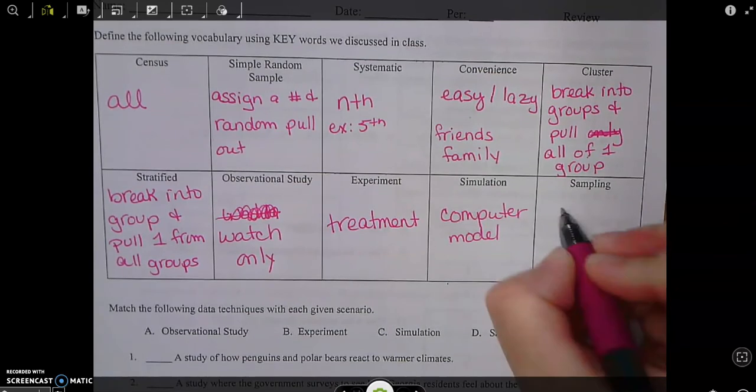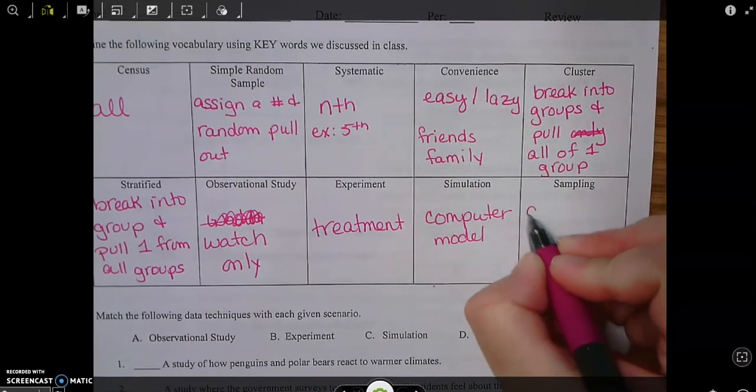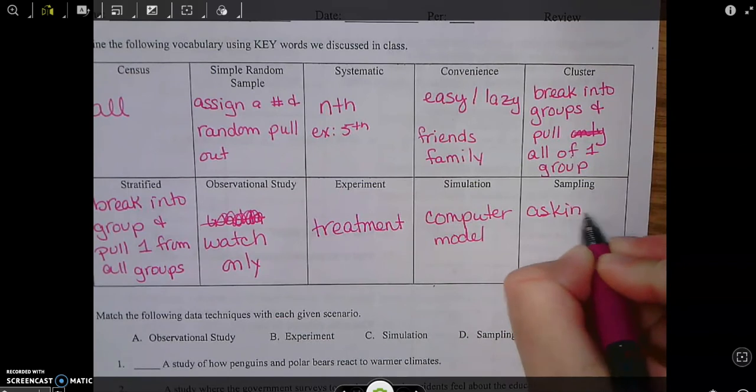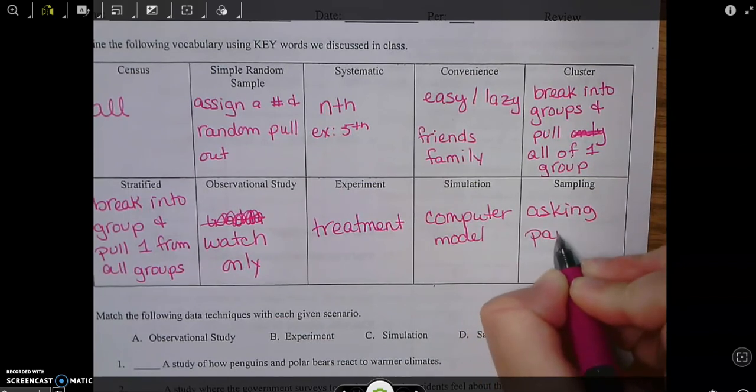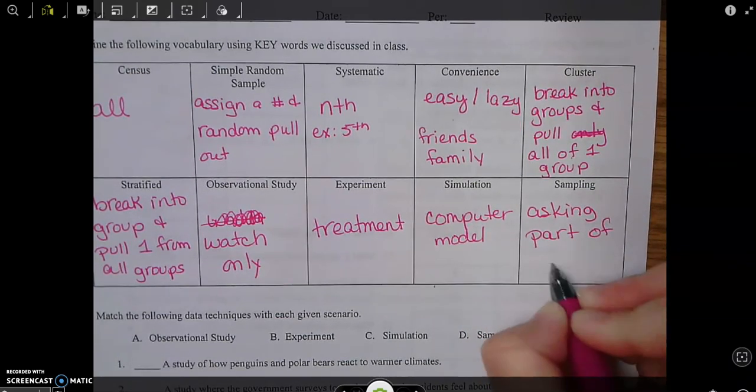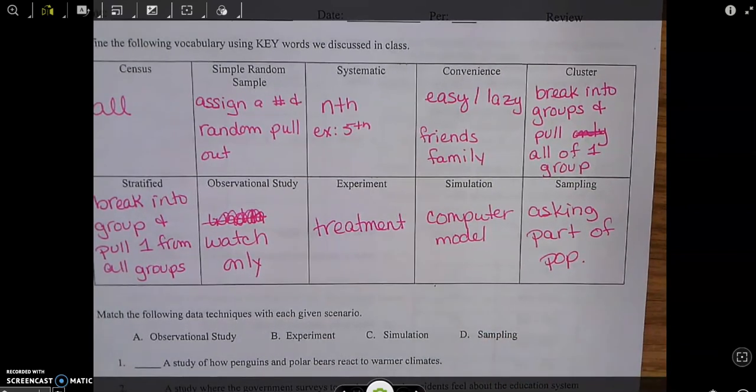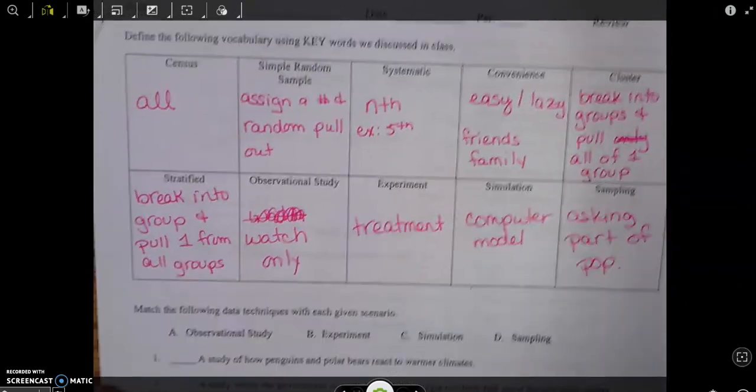Okay. Sampling is when you're asking part of the population. I won't be able to go ask everybody in Georgia how they feel about the Falcons. So I'm only going to ask a few and determine how the rest of Georgia is going to feel about it. Okay.